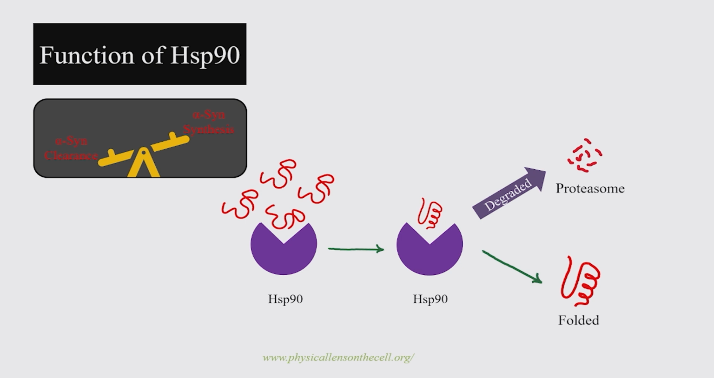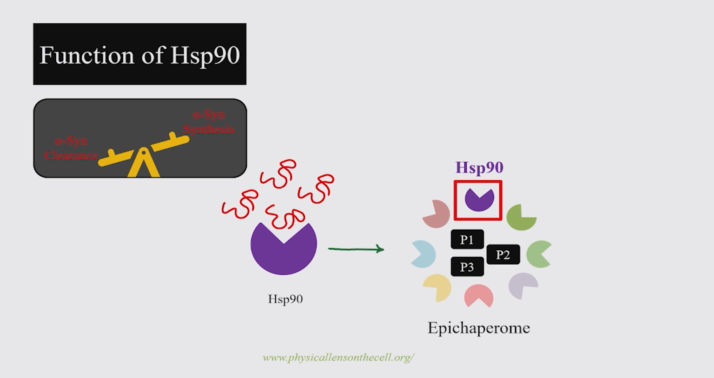But in the cases where you have too much synthesis and not enough clearance, it has a really hard time doing this degradation and sending misfolded alpha-synuclein to the proteasome. And this is because it gets stuck in this complex called the epichaperome, which is a really challenging name for me, but it can't do its job when it's stuck in this epichaperome. And so one of the ideas is that if you drive HSP90 expression, you can help tip this balance back to clearance instead of synthesis.